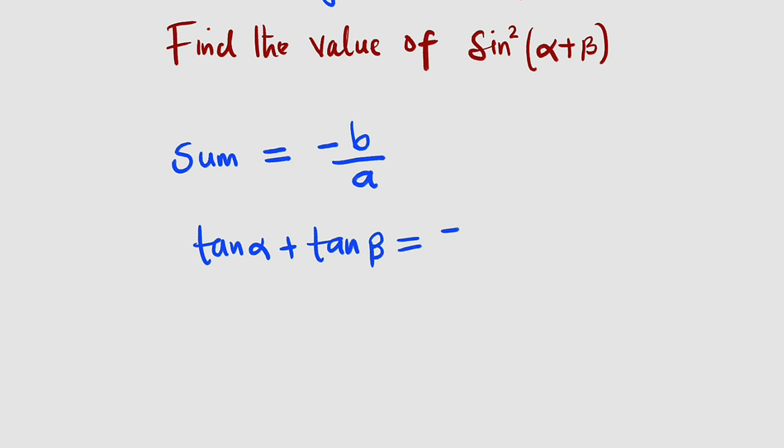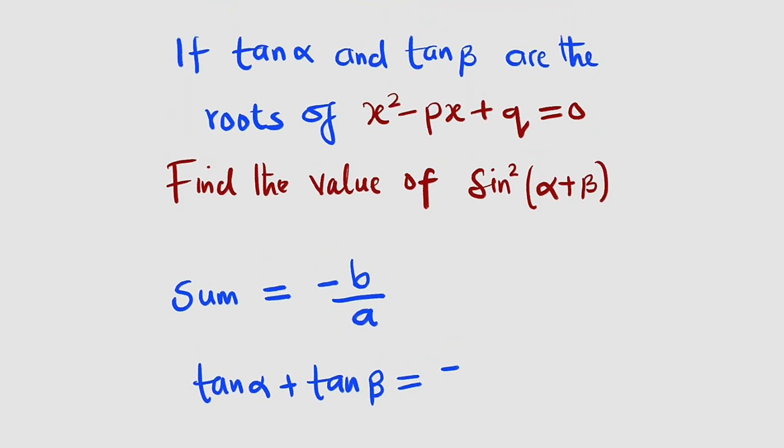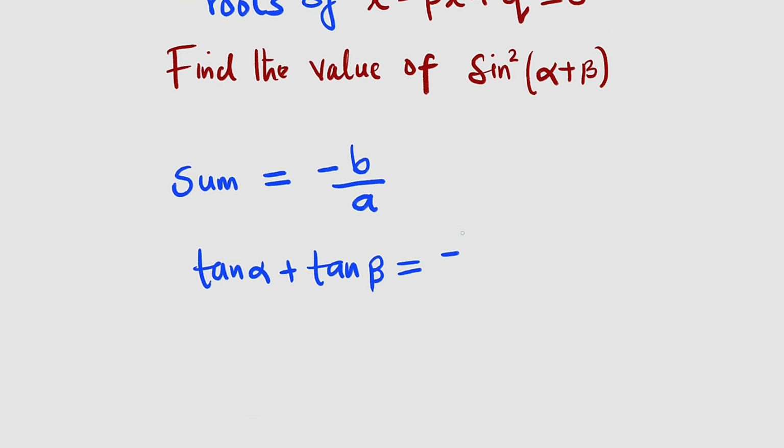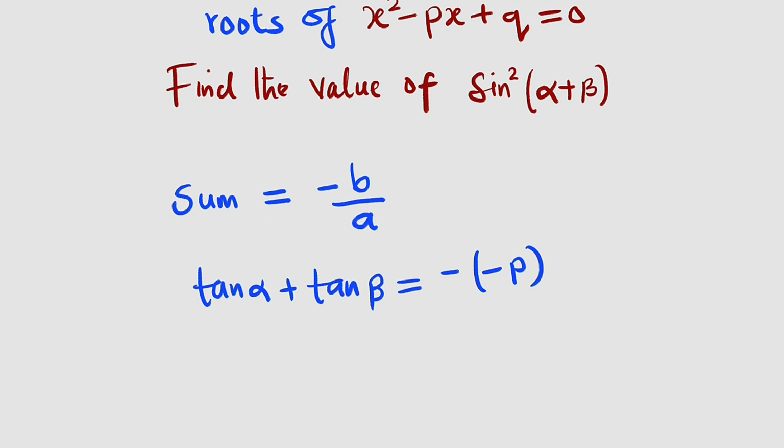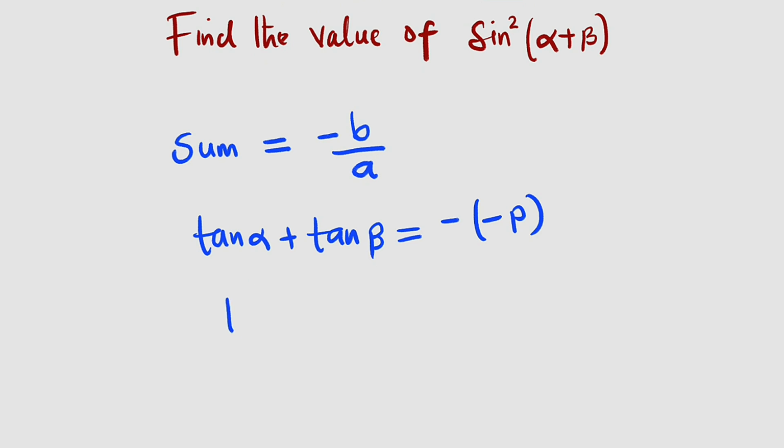But what is this b? B is the coefficient of x, which is minus p in this case. So we have minus p, divided by what? A, which is the coefficient of x squared. You see, the coefficient of x squared is 1, so we don't have to divide by anything. If you simplify this, you have tan alpha plus tan beta equal to p. So this is one of the important equations.